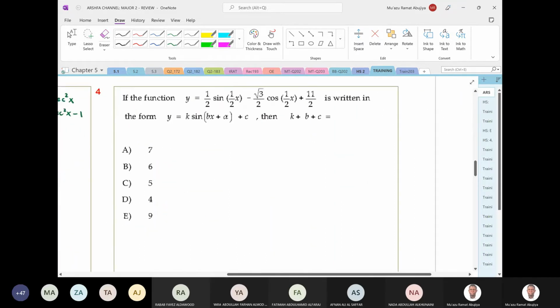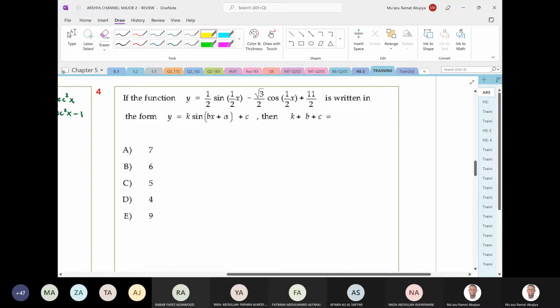Okay, now, let's go to example number 4. Here, it says if the function y is given to us, written in this form, then what is going to be k, b, and c? Now here, we have to be very careful.